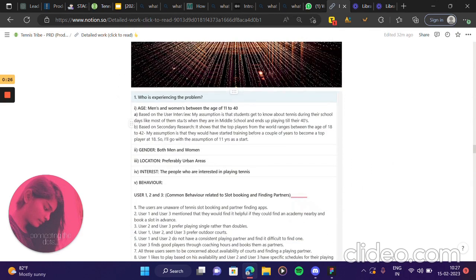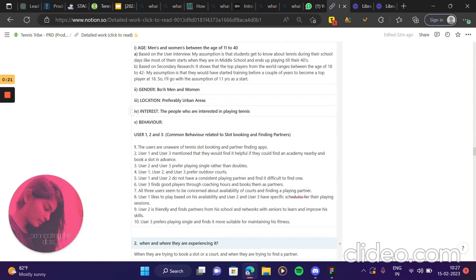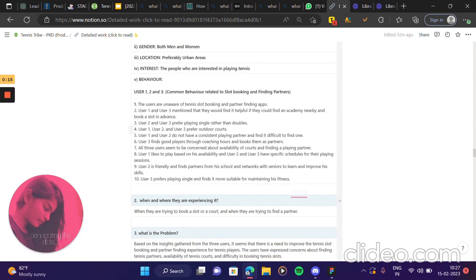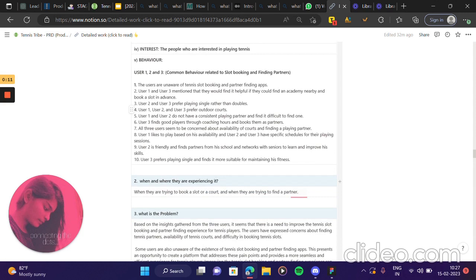Based on all these things, I categorized my target users. The genders are both men and women, and I'm targeting both of them. Location, preferably urban areas. Interest, people who are interested in playing tennis. And these are the behaviors I observed, common behaviors related to slot booking and finding partners.